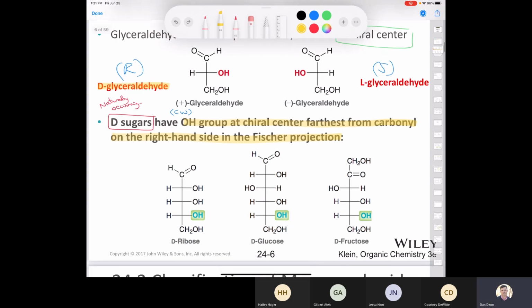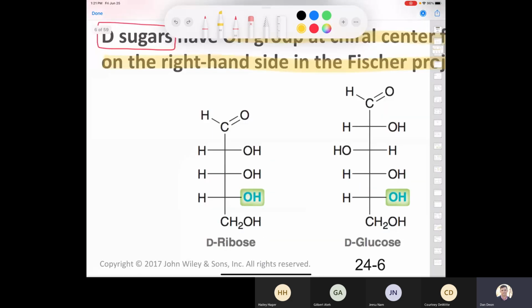If you look at all of these sugars down here, ribose, glucose, and fructose, they're all D sugars. Why? Because if you look at ribose, for example, you see the chiral center that's the furthest away from the carbonyl, right? This is not a chiral carbon because that carbon has two groups that are the same, the two hydrogens. But that chiral carbon, this one here, furthest away from the carbonyl, the hydroxyl is on the right-hand side. Therefore, it's a D sugar. It's a naturally occurring sugar.